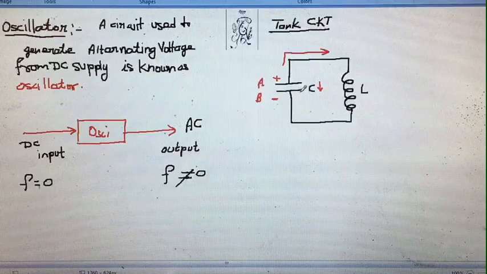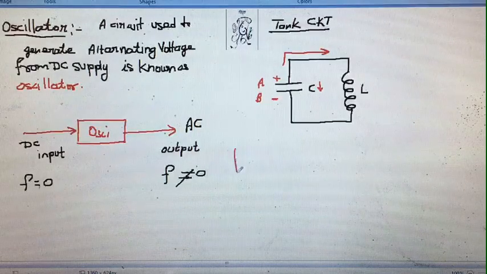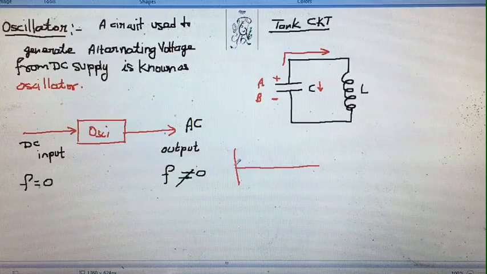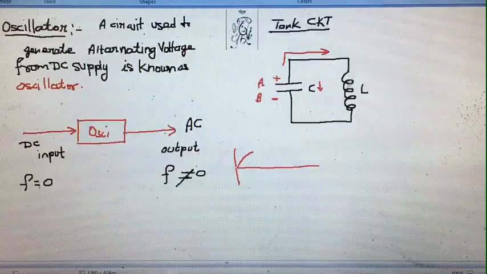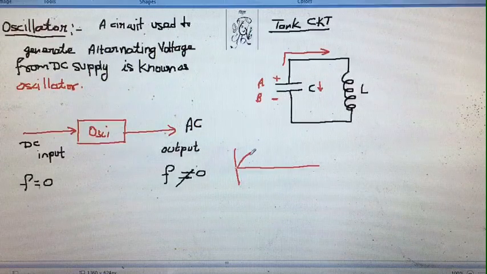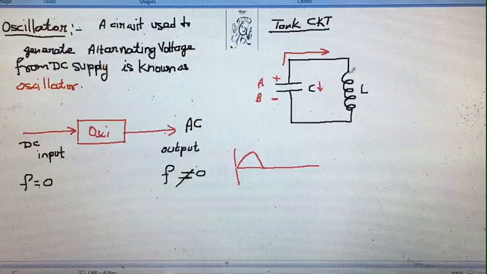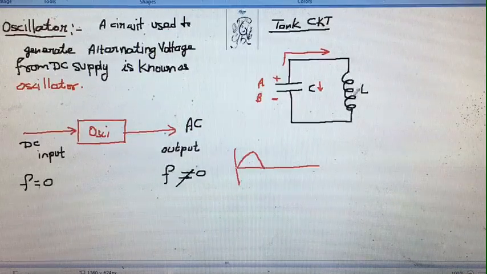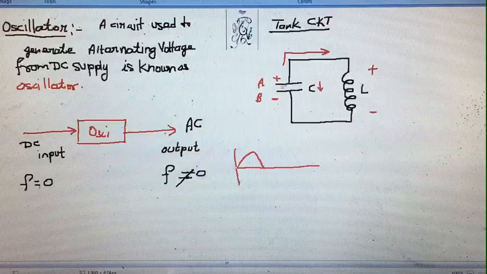When current starts to flow in clockwise direction, we are getting an output. This is our positive direction, so we are getting a current in this way. The amount of current will increase, and then after some time it will lose its energy, so current will be zero. This is a time dependent current provided by the capacitor, so there will be change in the current, so the magnetic field developed inside the inductor is also changed. It will cause an induced EMF having positive polarity on this terminal and negative on the lower side, and the capacitor will be discharged.